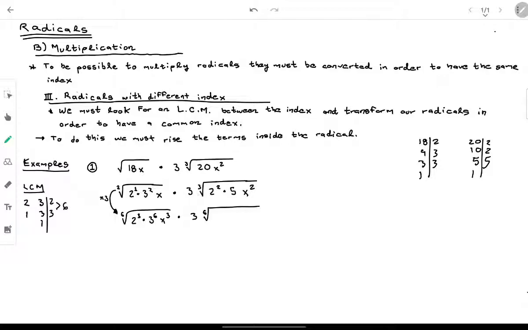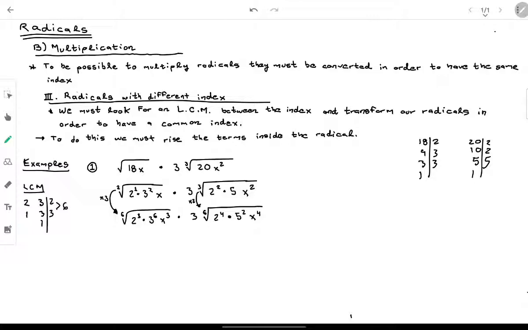What happens on the other one? 3 to become 6, it's multiplied by 2. That means we need to square whatever is inside the radical. So 2 squared is squared again. It's going to be 2 to the 4. 5 to the 1 squared is going to be 5 squared. X squared is going to be x to the 4.